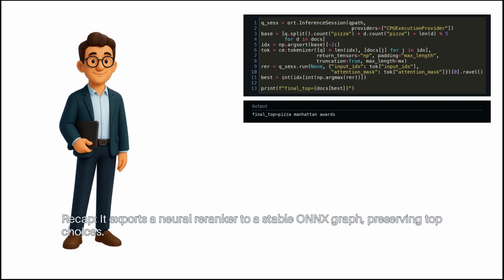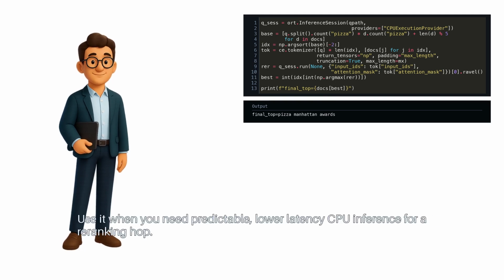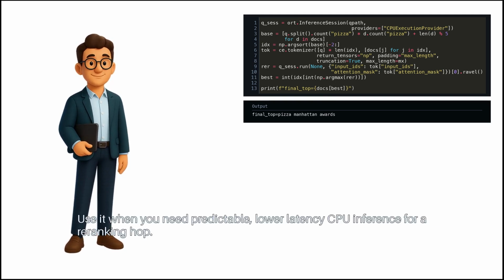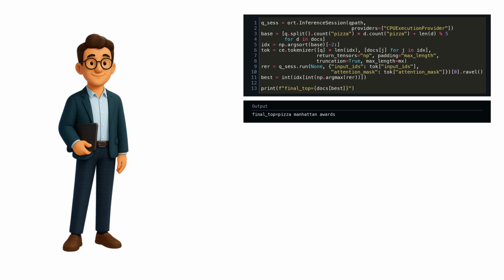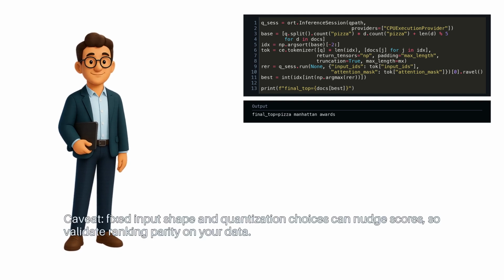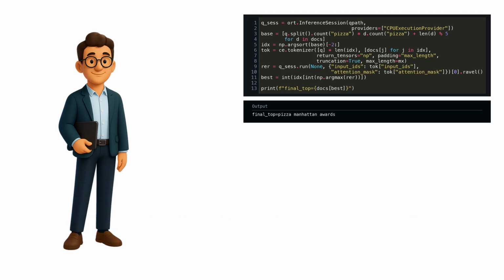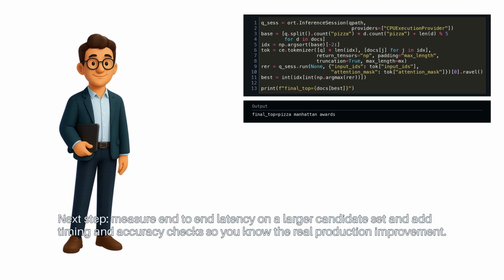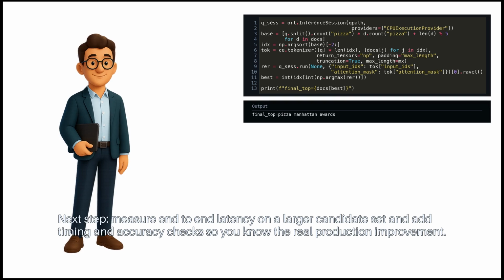Recap: it exports a neural reranker to a stable ONNX graph, preserving top choices. Use it when you need predictable, lower latency CPU inference for a re-ranking hop. Caveat: fixed input shape and quantization choices can nudge scores, so validate ranking parity on your data. Next step: measure end-to-end latency on a larger candidate set and add timing and accuracy checks so you know the real production improvement.